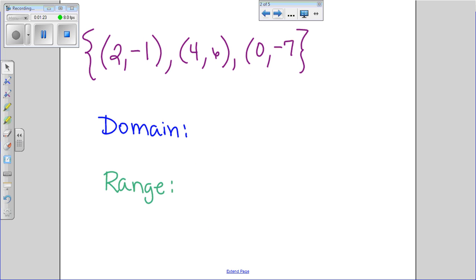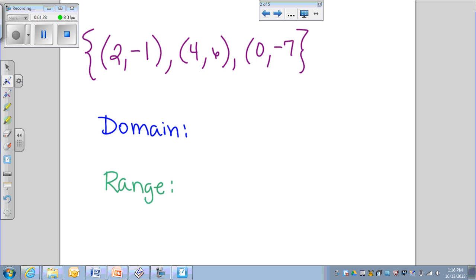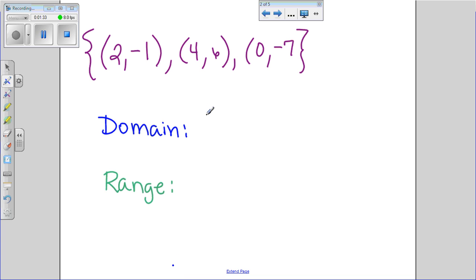For example, let's say I was going to list the domain and range of this relation in set builder notation. Here's what that would look like. For domain, I would have my curly brackets, and I would write all x, since domain is our x value or our input value, all x such that x is equal to 2, 4, or 0. So we're saying all the x's such that x is 2, 4, or 0. These are the only 3 values that x can have.